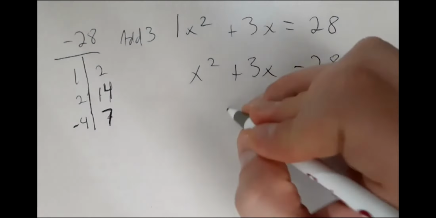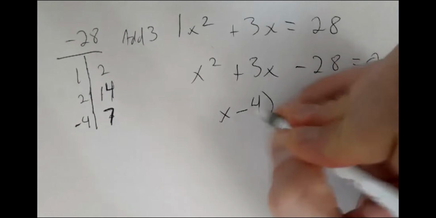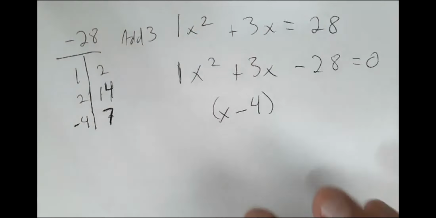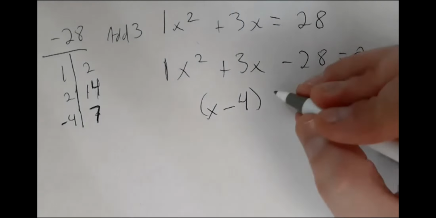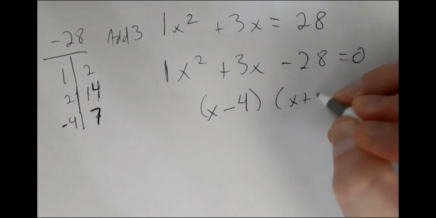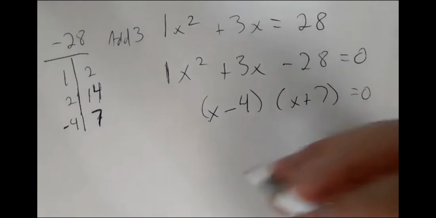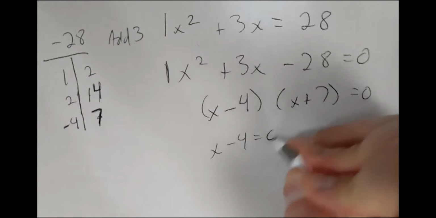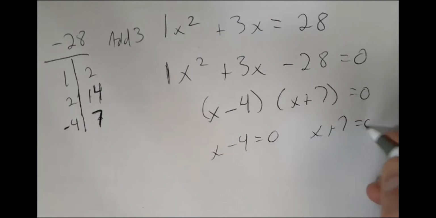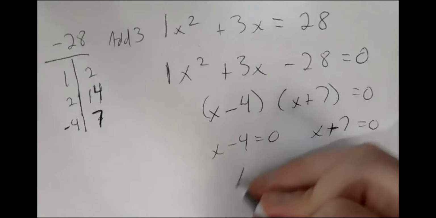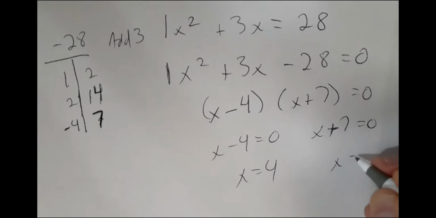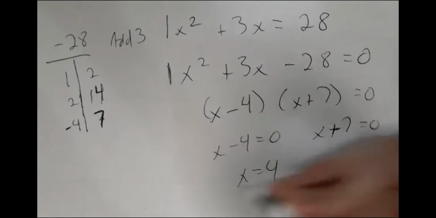So I believe I can jump straight to those factors. This thing has a 1 out in front now, so this looks like x minus 4 and x plus 7. So either x minus 4 is 0 or x plus 7 is 0, which means either my x is 4 or my x is minus 7.